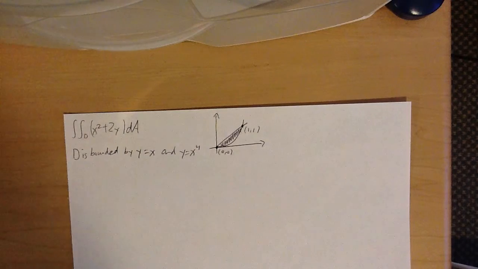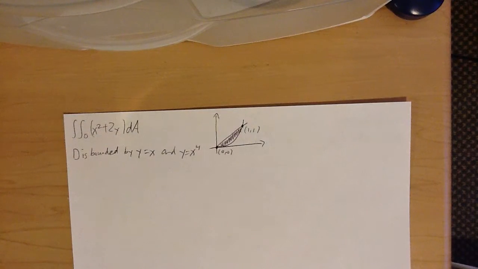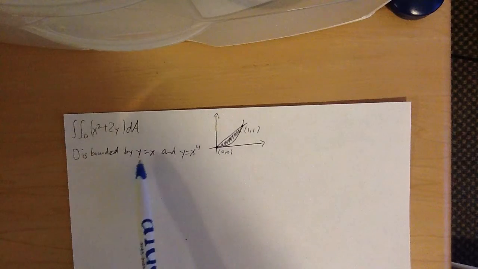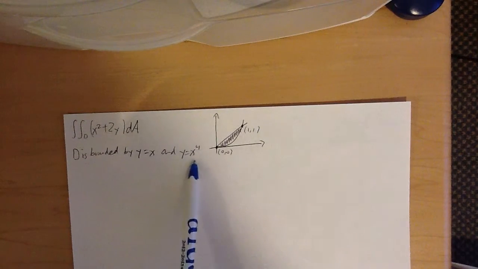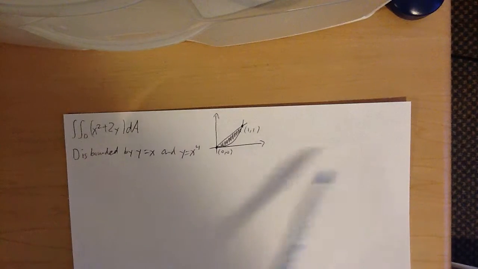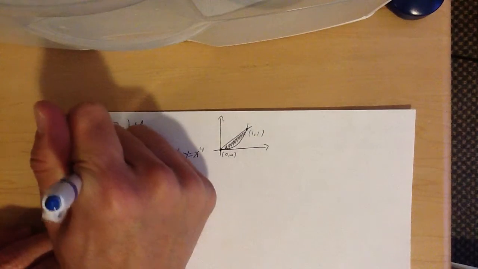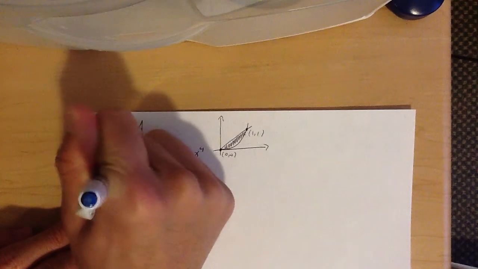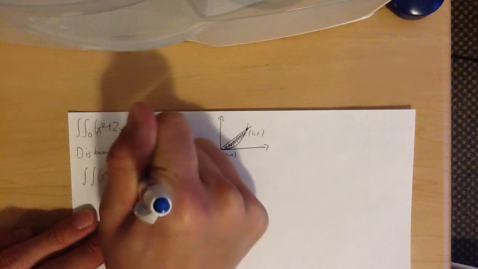Now, how do we determine whether to integrate with respect to x first or y first? Well, for this one, it doesn't matter too much, but because of how the problem is given, as y equals x and y equals x to the fourth, so y as a function of x, it's probably easier to integrate with respect to y first. So how do we get our bounds? Let me write this out first. So y first, and then x.